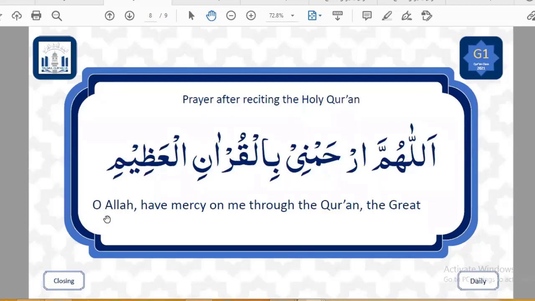Could you read the translation for me now? O Allah, have mercy on me through the Quran, the Great. Excellent, well done. Really, really nicely read.